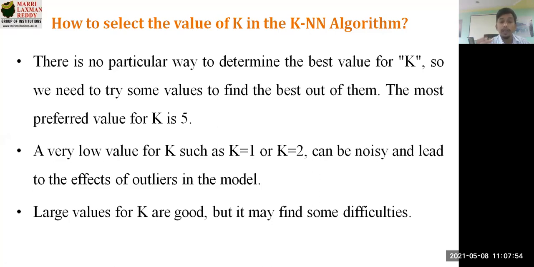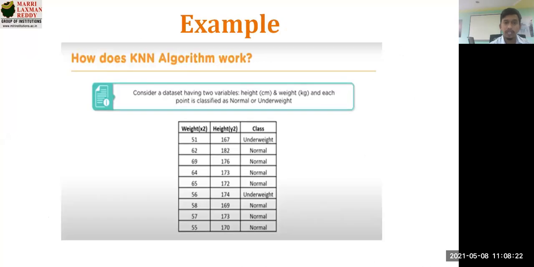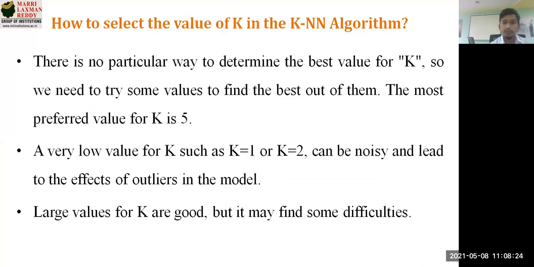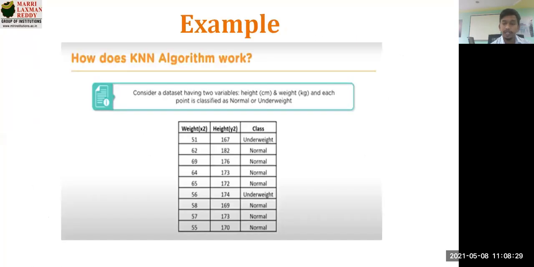That's the reason you always need to select a value which is not very high or very low, a medium or moderate value of k. For large values of k, for example 9 or 11, large values are good, but they may also cause some difficulties. That's the reason you need to select a moderate value, and that's why we have selected a k value of 5 here. Now let's proceed with a small example to understand the concept of k nearest neighbor.